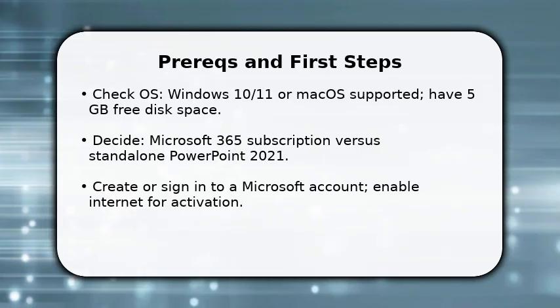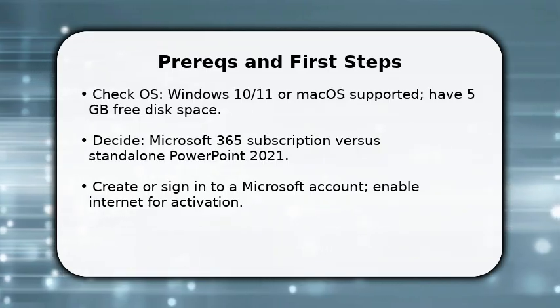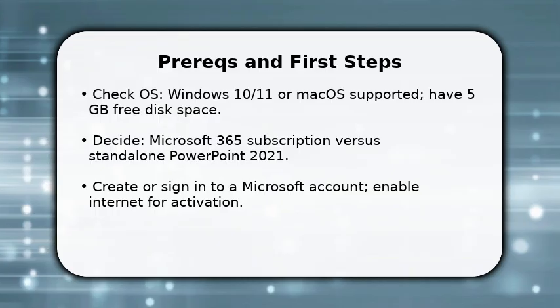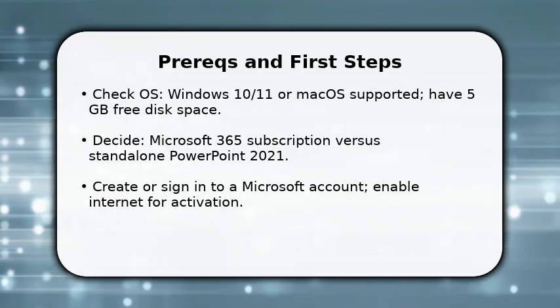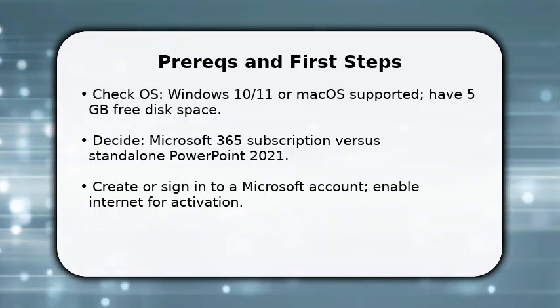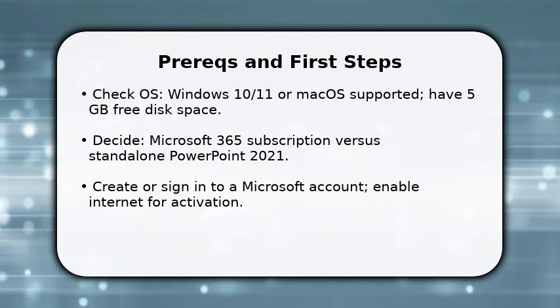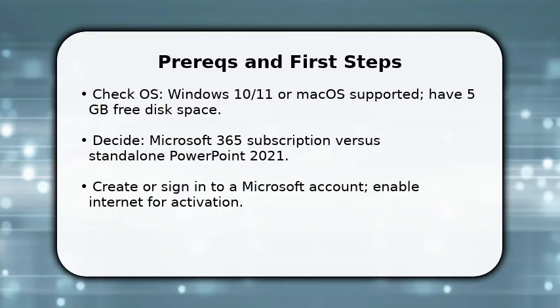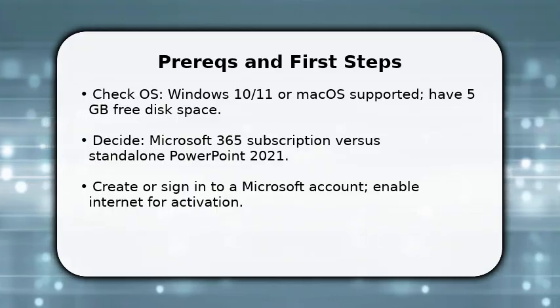Next, create or sign into a Microsoft account because activation and license linking require it. Make sure your internet connection is active so the installer can verify your license. Then download the installer from the official Microsoft account portal and open the setup to begin installation.